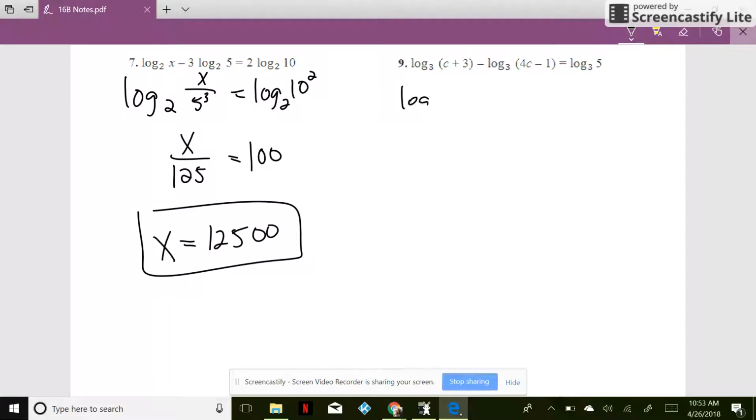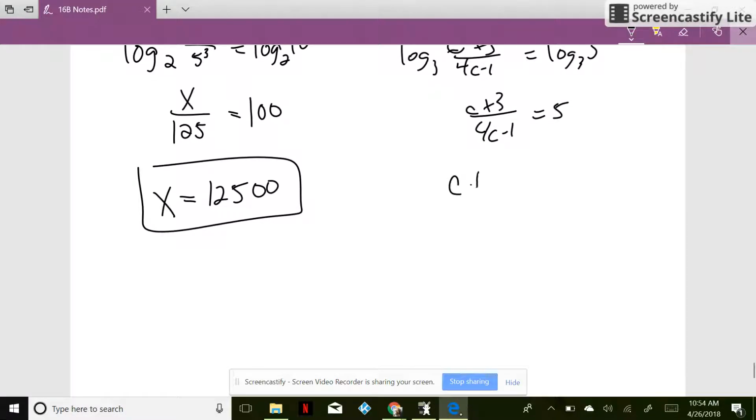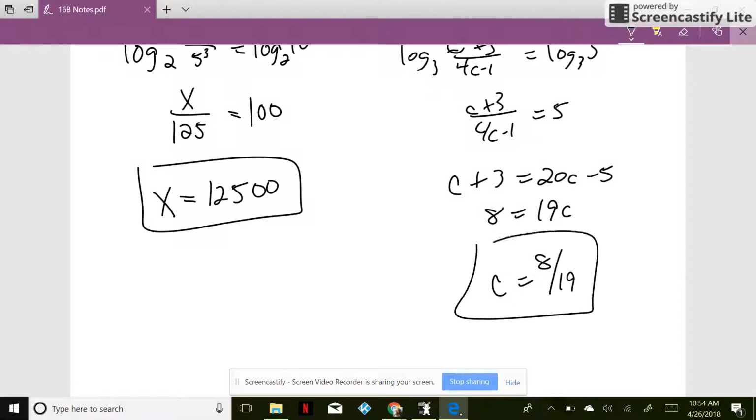Here we're dividing, we're subtracting, so we rewrite it as a division. Log base 3 of c plus 3 over 4c minus 1 is equal to log base 3 of 5. Bases are the same, so we can set the two values equal. Multiply by that 4c minus 1, so we get 20c minus 5 once you distribute. We're going to subtract the c, we're going to add the 5, and then we can divide. c is 8 over 19.